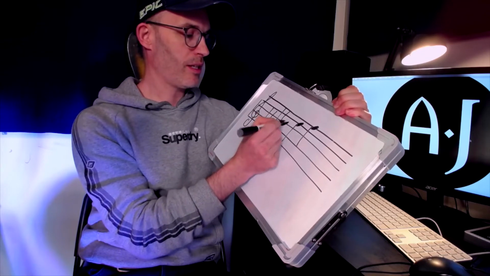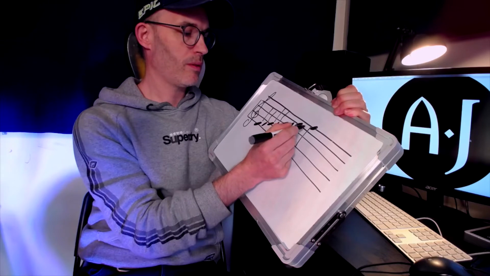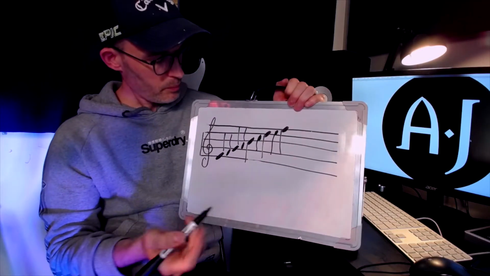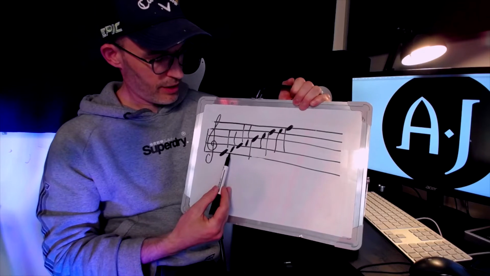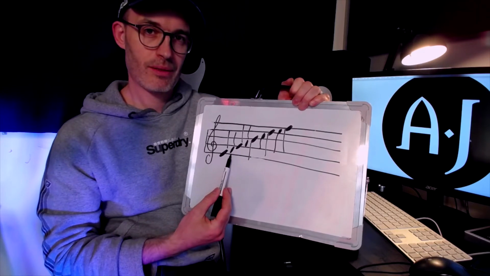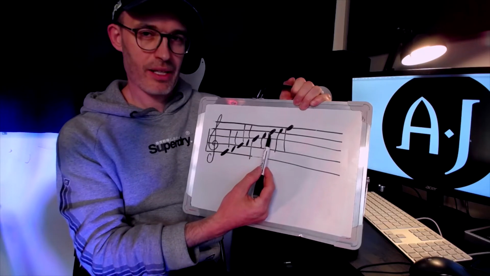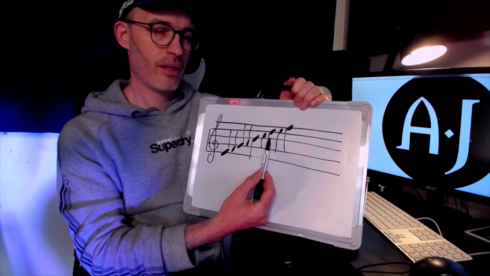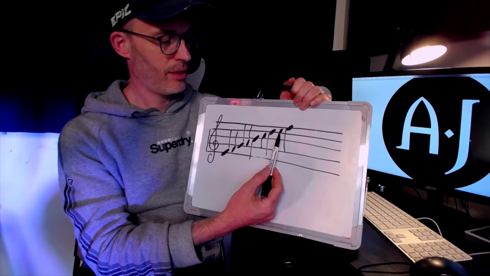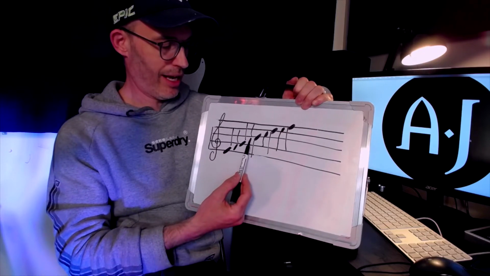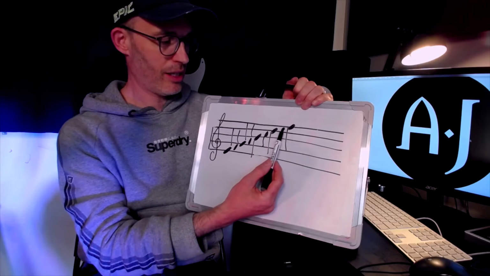Okay, now we could put those in between. It's a bit tight, isn't it? But okay, what note is this? F. What note is this? D. E. So you're going to go E, F, G, A, B, C, D, E, F.